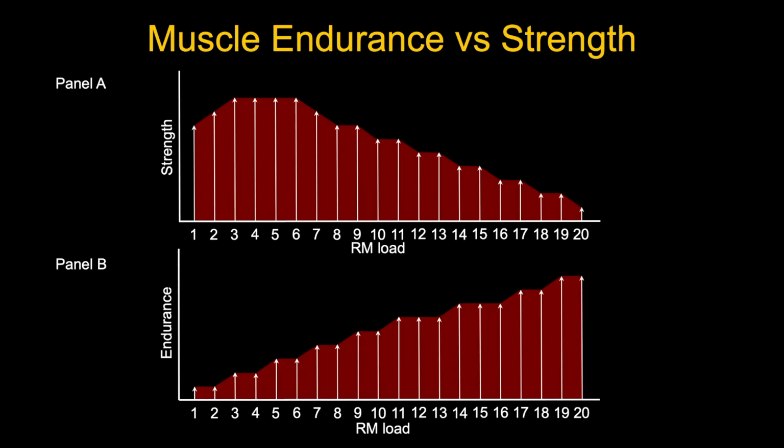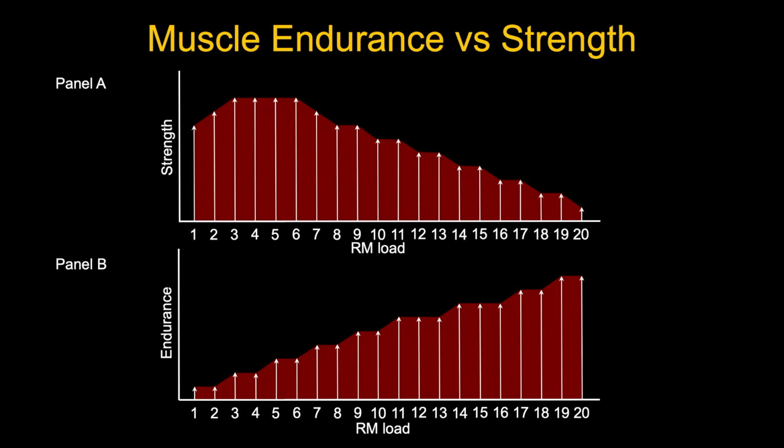This is another classic diagram in exercise science. These two panels compare muscular endurance versus muscular strength. In the top panel on the y-axis we have muscle strength. On the bottom panel on the y-axis we have muscular endurance. On the x-axis we have the repetition maximum load. So these are the number of reps that are being performed. So in panel A, greater increases in strength are achieved at low repetition maximum loads, or high intensity.